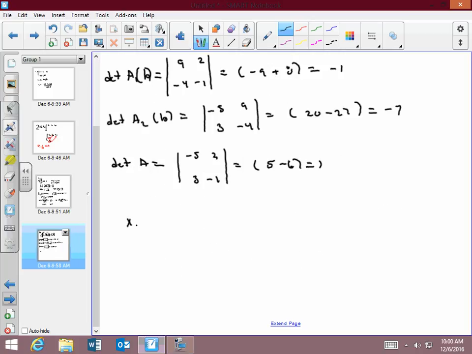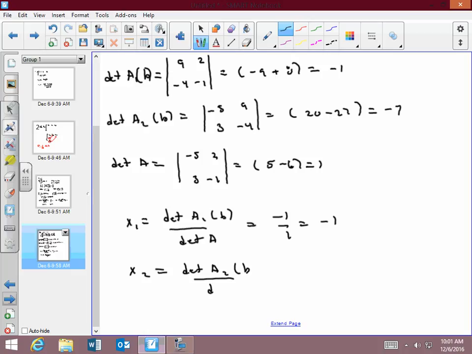So X1 is the determinant A1B over determinant of A, minus 1 over 1. X2 is minus 7 over 1.